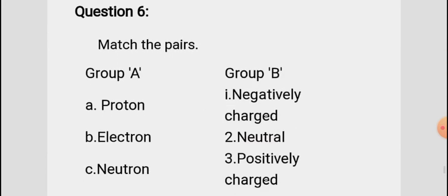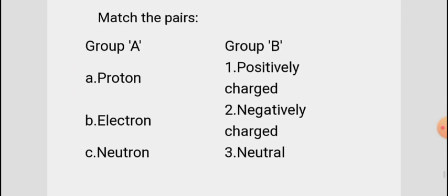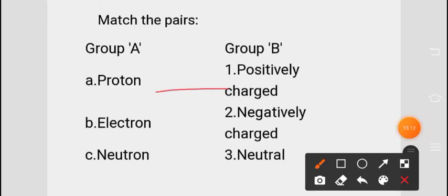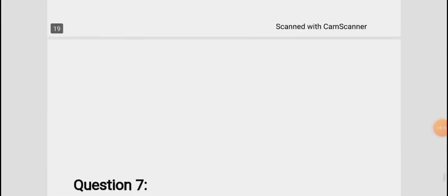Next is question number 6. Match the pairs. These are the answers. Protons are positively charged, electrons are negatively charged, and neutrons have no charge, meaning neutral.